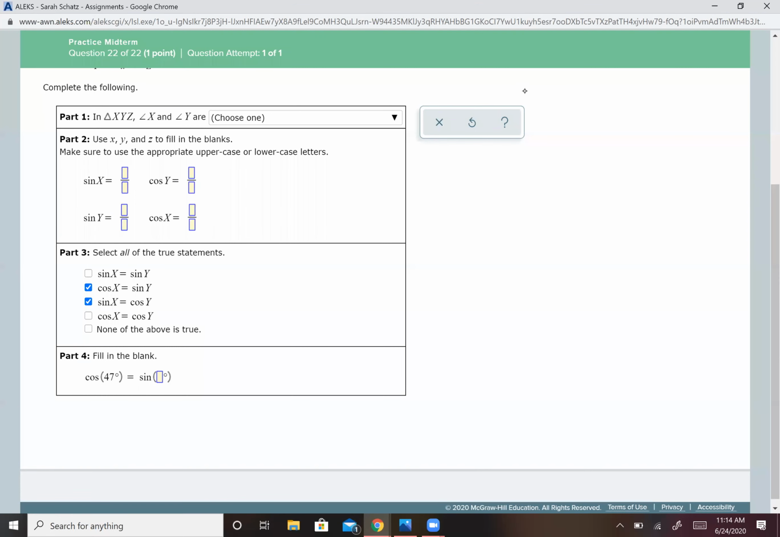And then one that we have to do with exact values, we have the cosine of 47. That equals the sine of what? Well, remember, cosine and sine are cofunctions, so the cosine of an angle will equal the sine of its complement. How do you find its complement? You do 90 minus. So what is 90 minus 47? Yeah, it's going to be 43, right? So the cosine of 47 equals the sine of 43. You just do the 90 minus and you get your answer there.